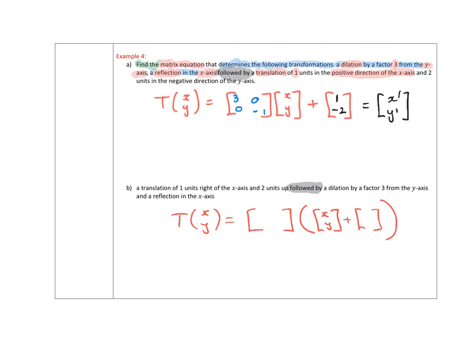Now we can see here that there's a translation of 1 unit to the right, so I know that I've got a plus 1 on the x, and a translation of 2 units up, so I know I've got a plus 2 in the y. Now if we're followed by, that is what's outside the brackets, a dilation by factor 3 from the y, that means that in the top left-hand corner we'd have a 3, and a reflection in the x, in the bottom right-hand corner we'd have a negative 1. Now until we get well practiced at this, you may want to refer to the table at the start of the notes to help you complete these types of questions.